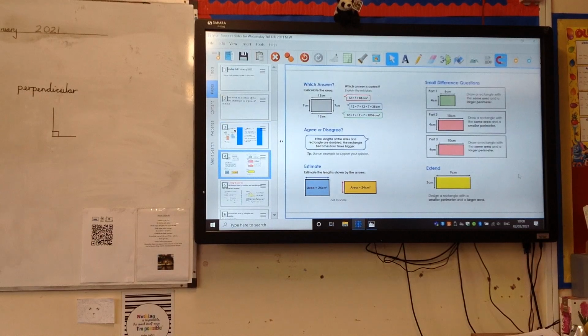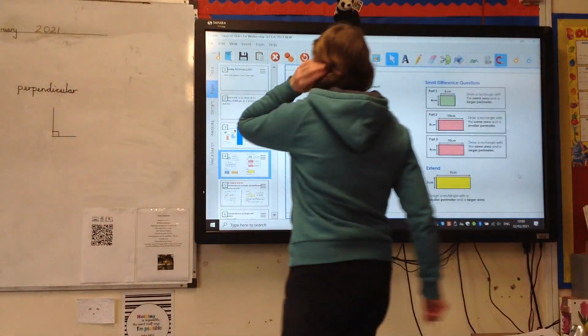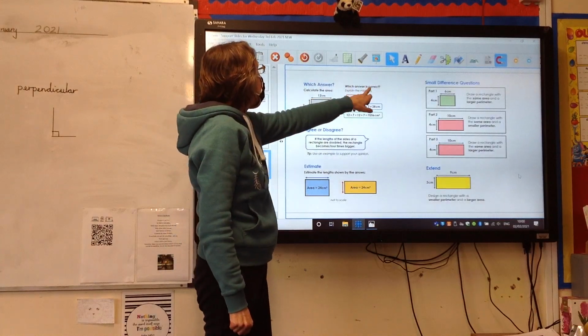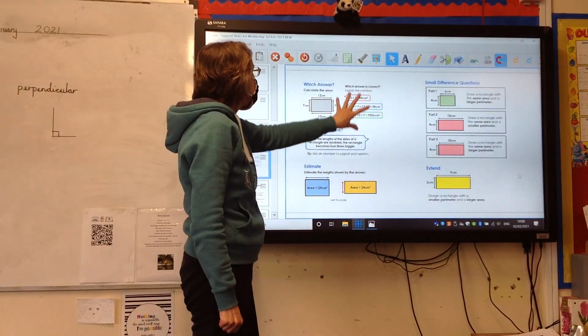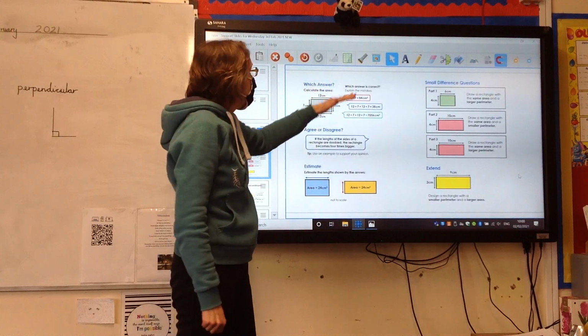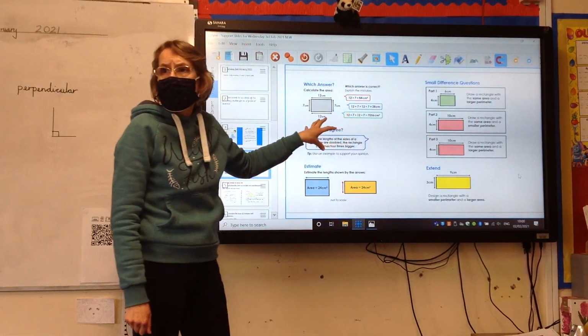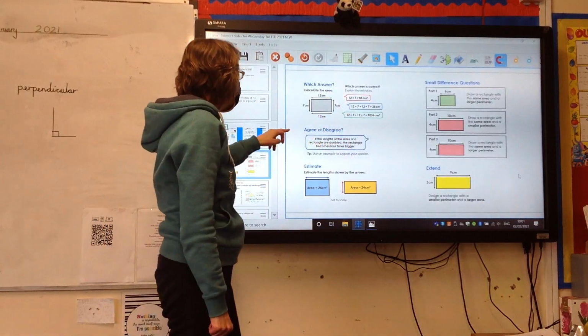Now, for these, again, lots of trial and error. Calculate the area. Which answer is correct? Explain the mistake. So work it out yourself, and then look at the answers, explain what you notice. Right? Agree or disagree?